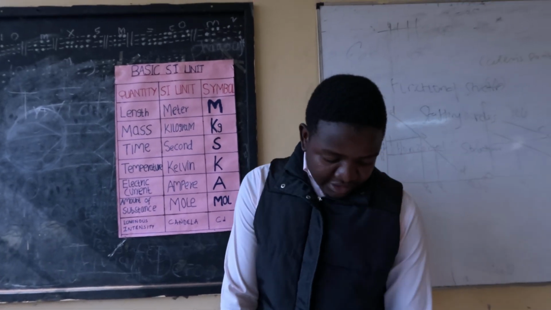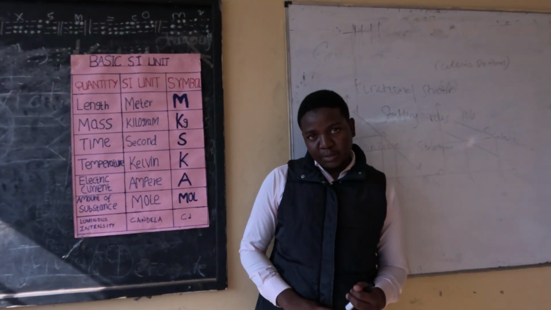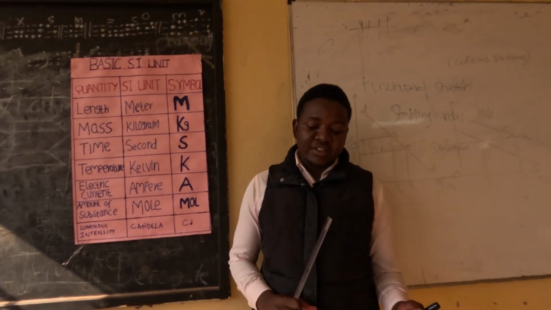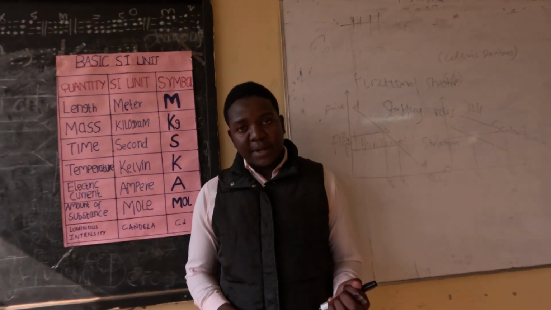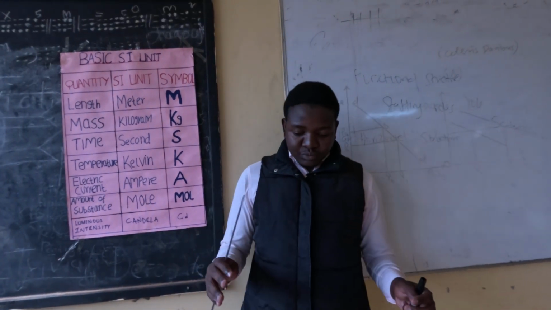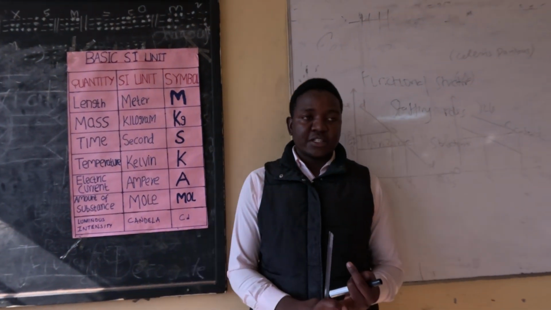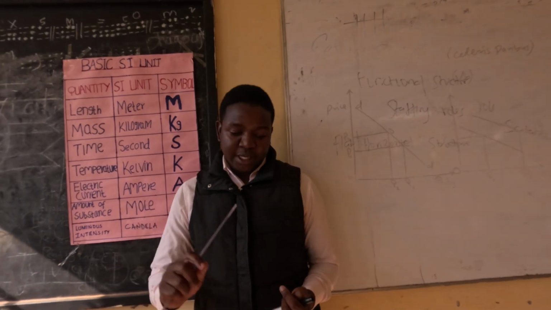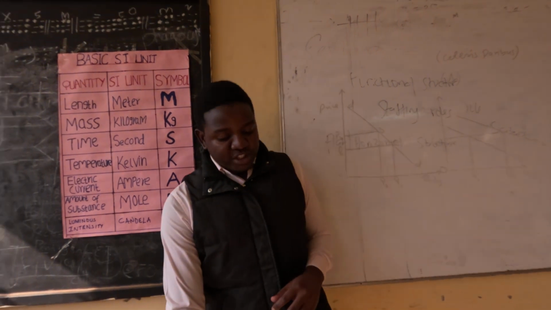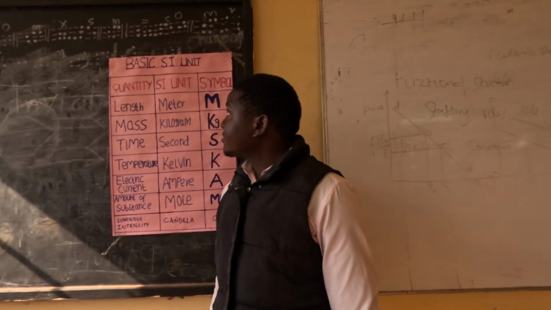Now, imagine that you are baking your favorite cake. You need to measure the amount of flour, the amount of sugar and the amount of milk. At the same time, you will also need to set the oven temperature and time the baking process. All these actions involve measuring different physical quantities. But what exactly are these physical quantities? Let's find out.